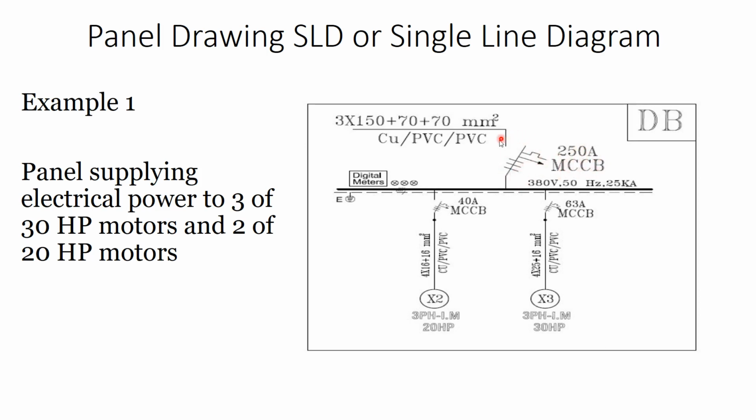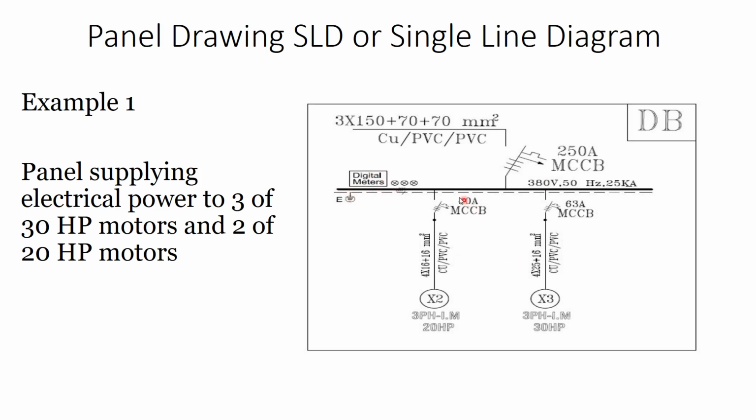This is the symbol of the circuit breaker, going to a bus bar. 25 kiloampere here represents the short circuit rating of the bus bar. 50 hertz is the frequency. 380 volt is the line to line RMS value of the voltage. Then we have some digital meters, and you can find here the earthing bus bar.